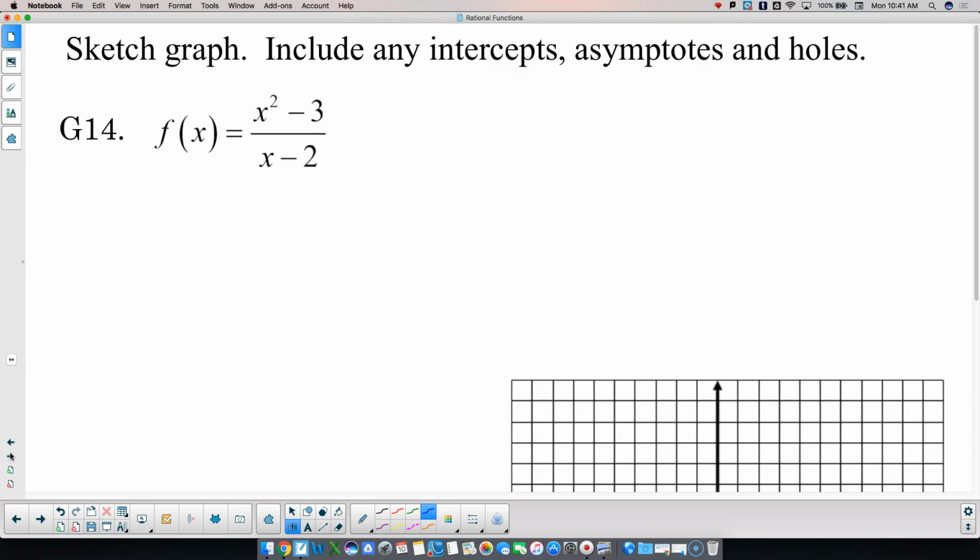So, we'll start from scratch. Step number 1 says what? Step 1 says what? Find the domain.